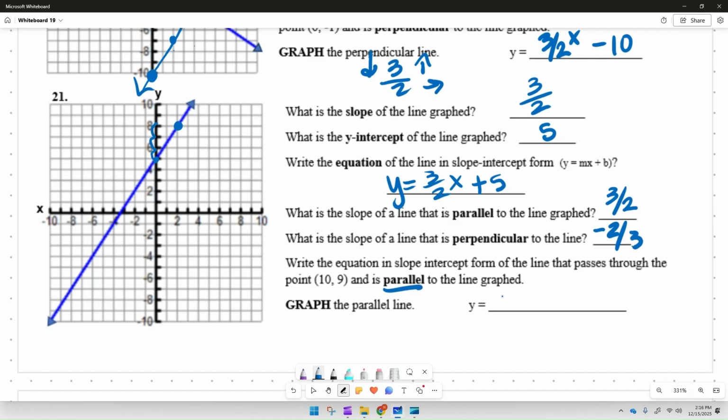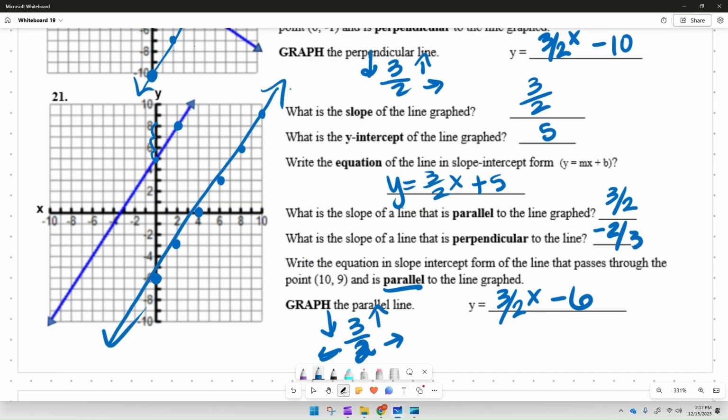We want parallel. So I'm going to use y equals 3/2 x. I'm going to go to (10, 9). So that's that point right there. So we're going to go backwards. Normally we would go up 3 and right 2. We're going to go down 3, left 2. So 1, 2, 3, 1, 2, 1, 2, 3, 1, 2. And I hit my line. That is a y-intercept of -6. Boom, done. Easy peasy.